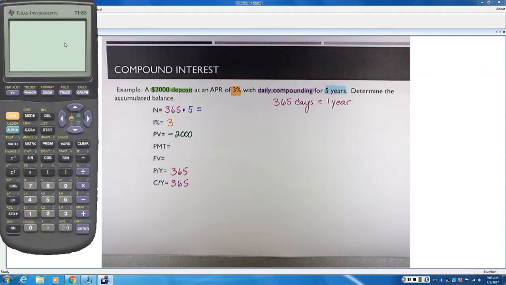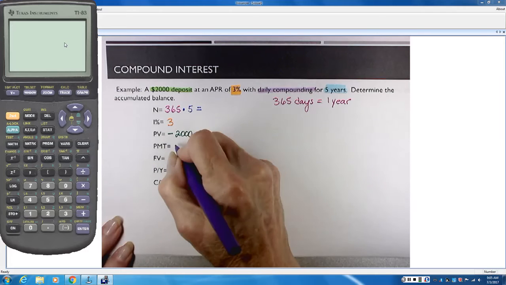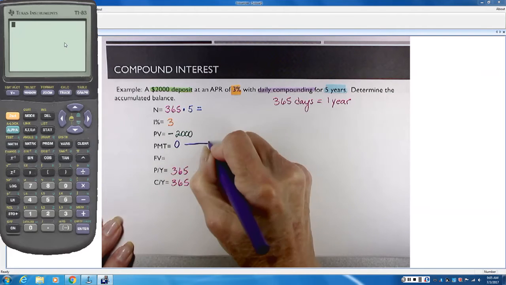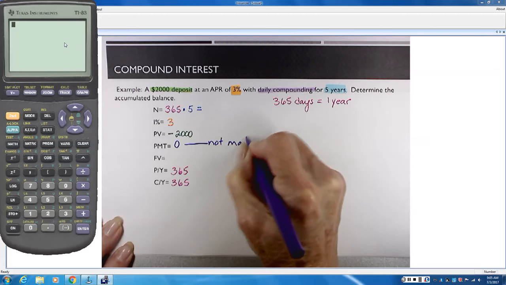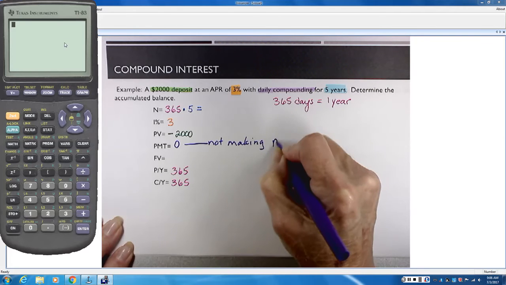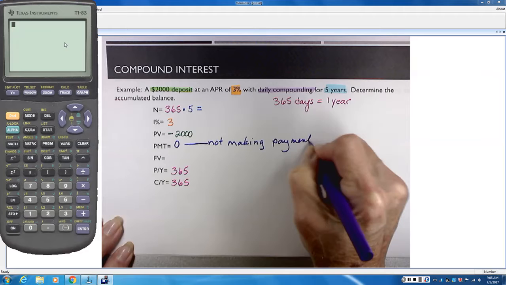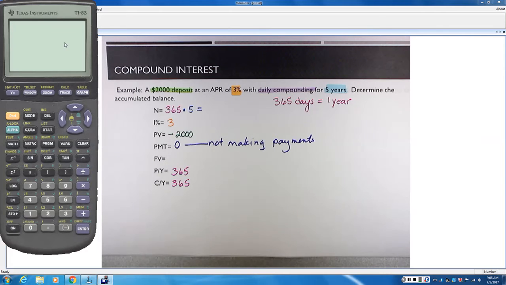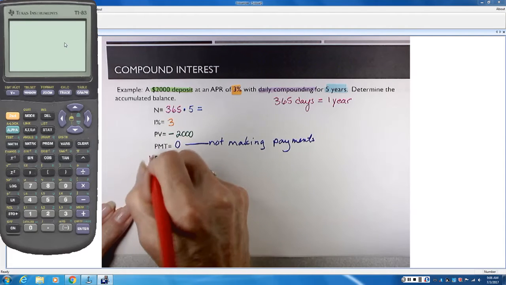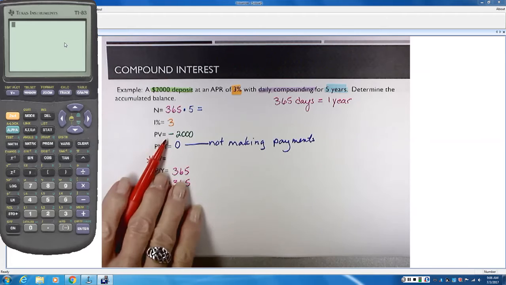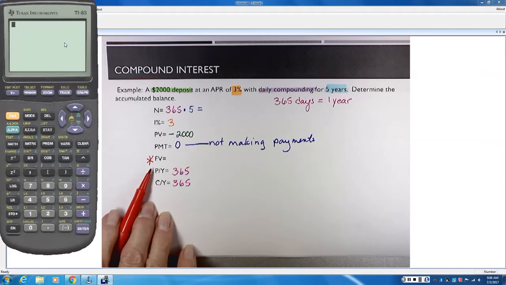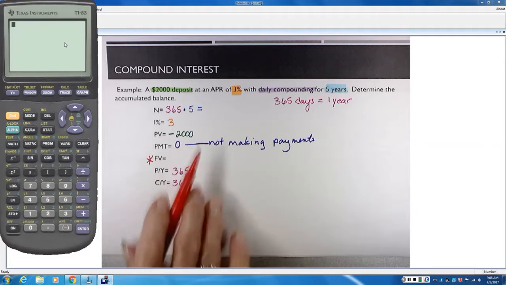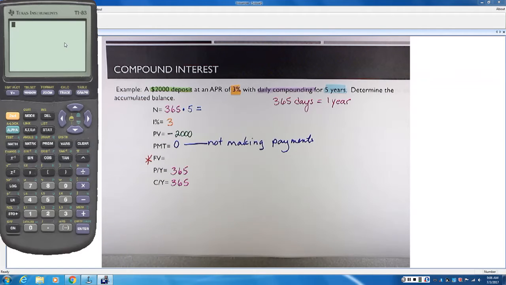We're going to have a 0 for payments because we're not making any payments. And what we want to know is, of course, the future value. So we want to know FV. In other words, this is what we start out with, and then this is what we're going to end up with. We spend out $2,000, and then we're going to get back at the end some value at the end of the process.